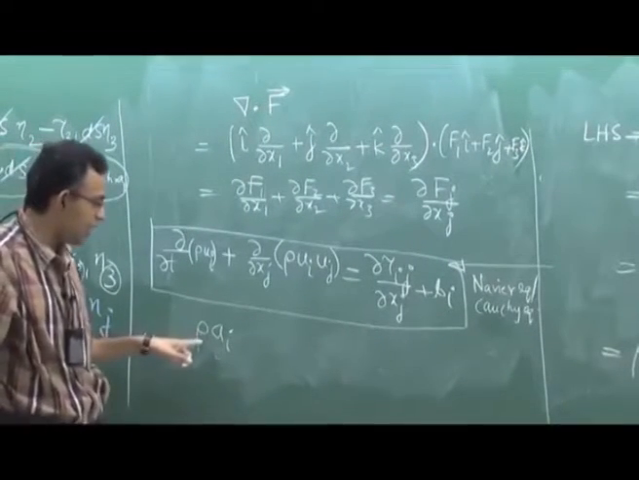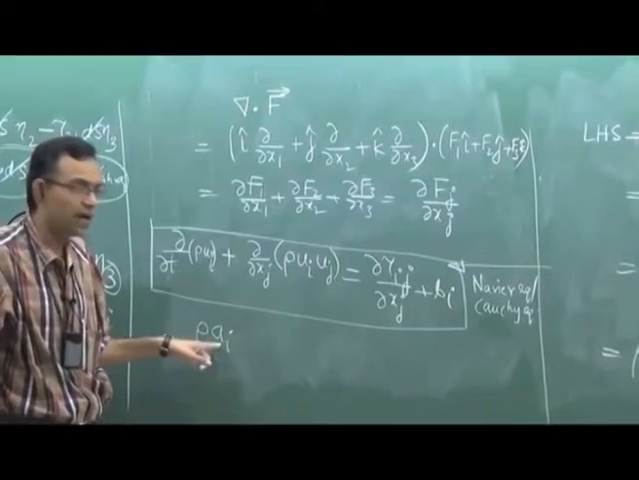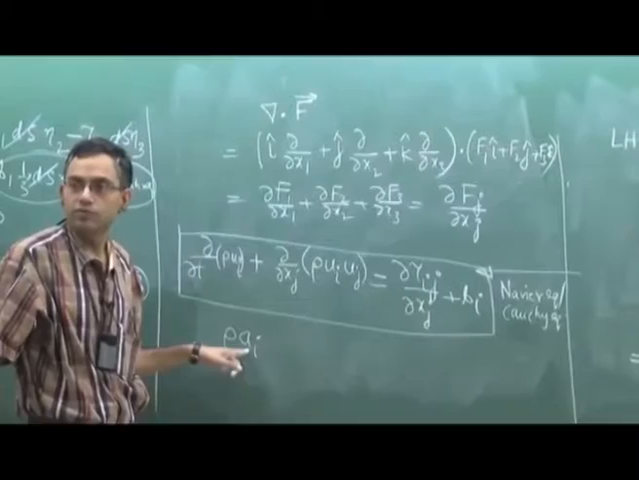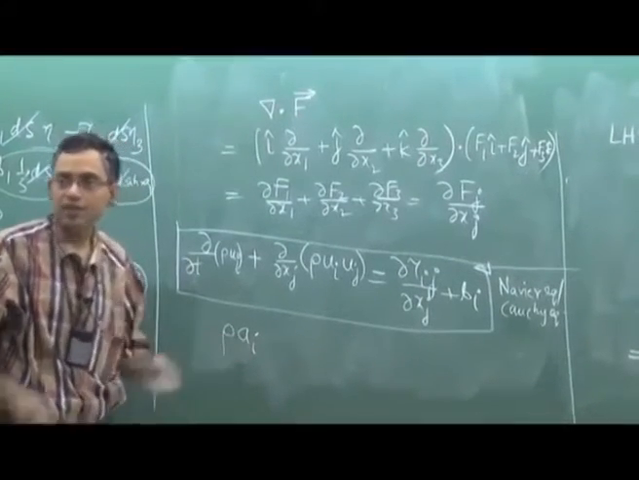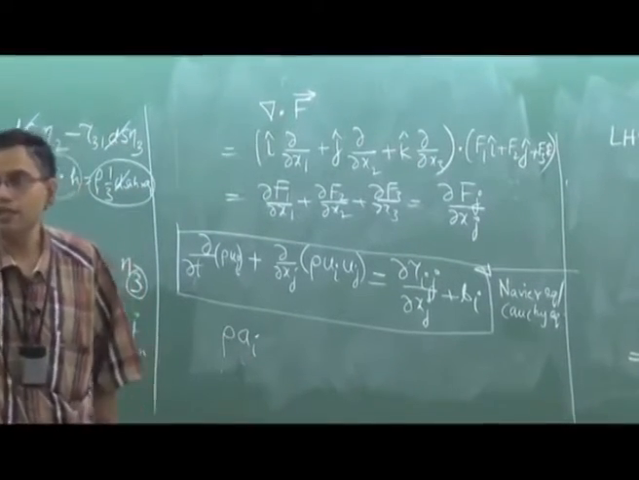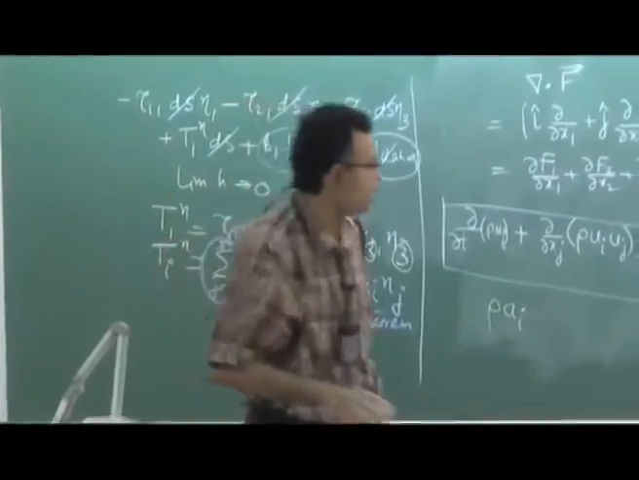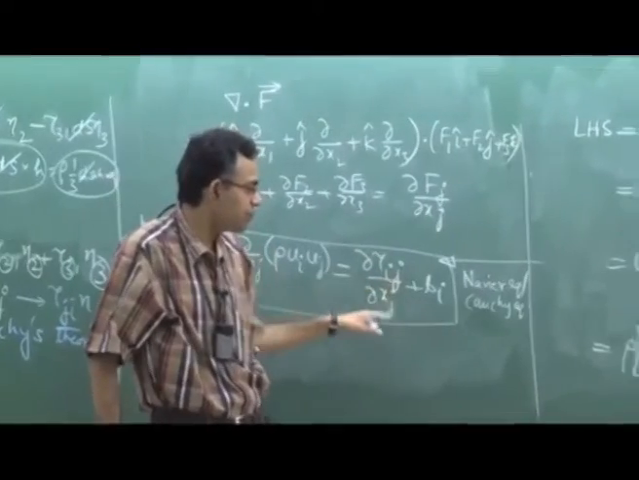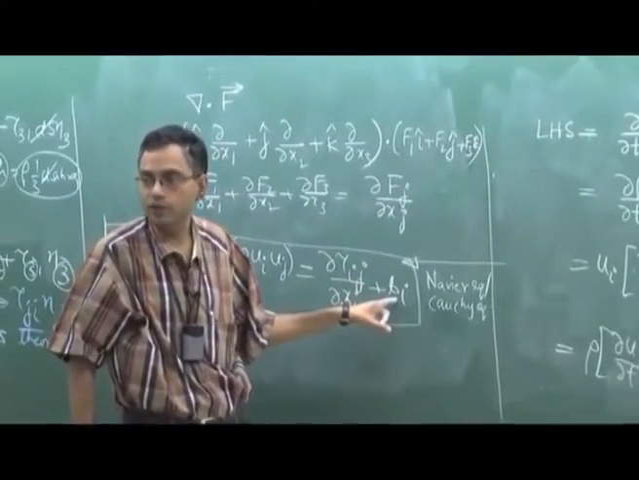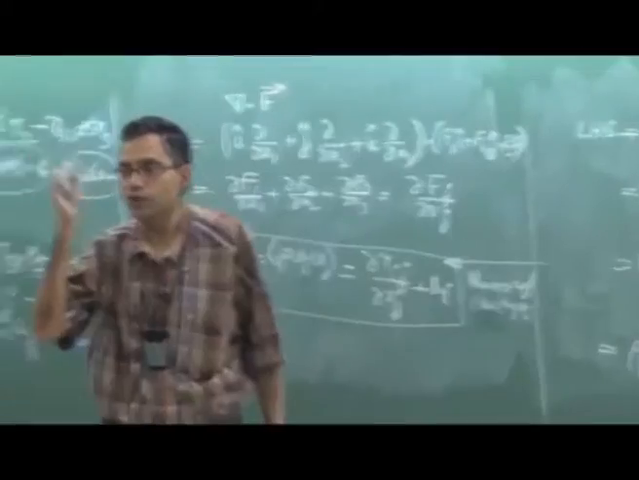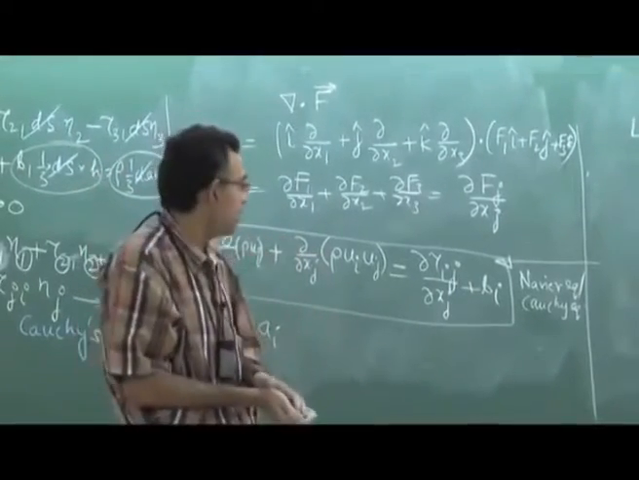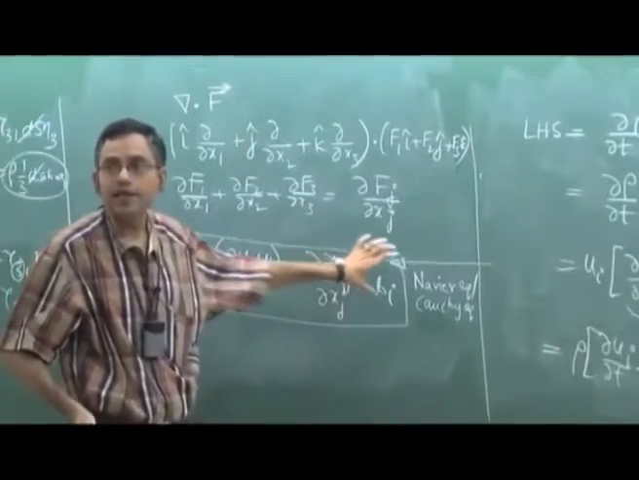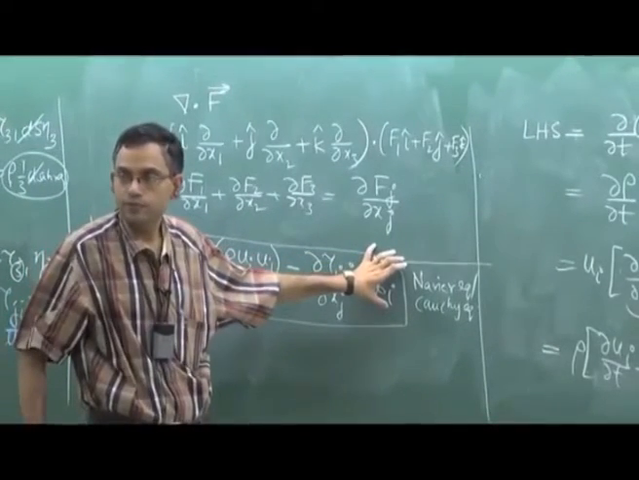So the left hand side is rho into acceleration along i, that means mass into acceleration per unit volume, right? So what is the right hand side? Right hand side is the force per unit volume. This is the surface force per unit volume, this is body force per unit volume. So this is like Newton's second law for fluid. Mass into acceleration per unit volume on the left, force per unit volume on the right. Okay.